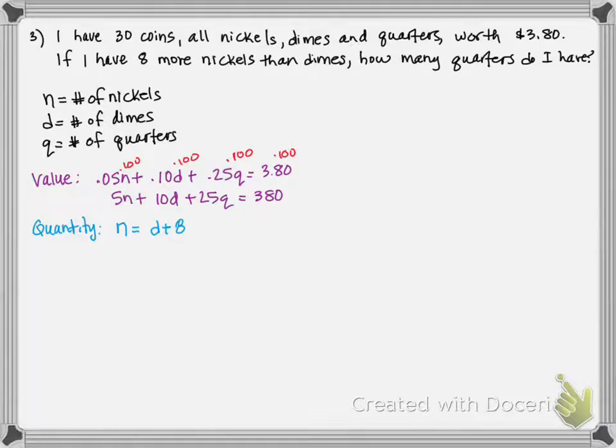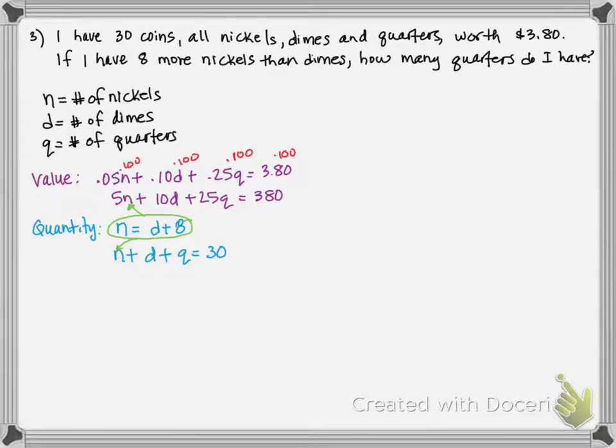All right, so now I can take this, and I have another one with quantity. It was the very first statement. I have 30 coins in all. So that's the number of nickels plus the number of dimes plus the number of quarters is equal to 30. Quantity just deals with coins. Value deals with the money that you get for all those coins. So I'm going to take this statement where n is already isolated, and substitute it in for n in both equations.